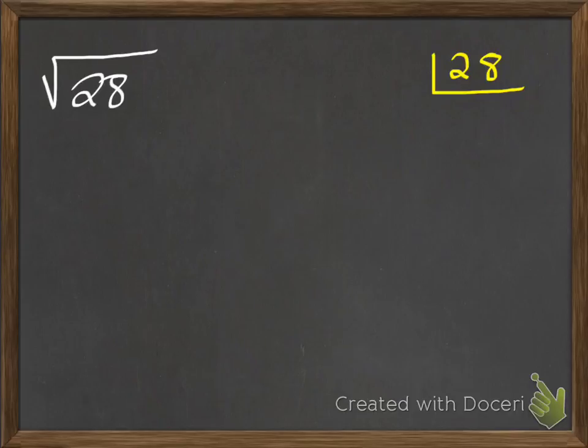Will 2 divide into 28? Okay, when I divide 28 by 2, what number do I come up with? 14. Then I do it again. Will 2 go into 14? Okay, that leaves me with 7. And so here, I've gone down, and 7 is prime. There's nothing else that can go into it, so it is prime.